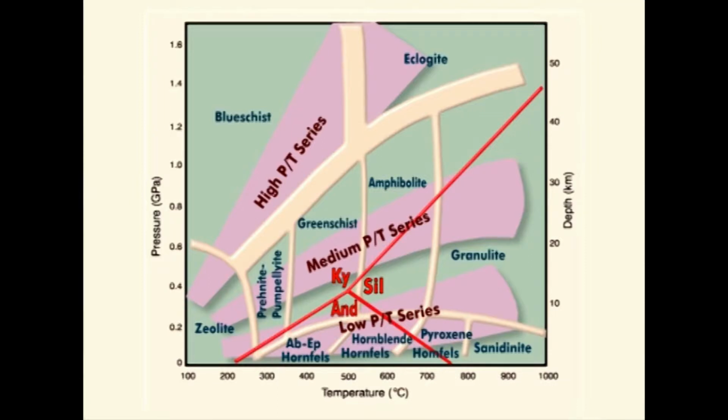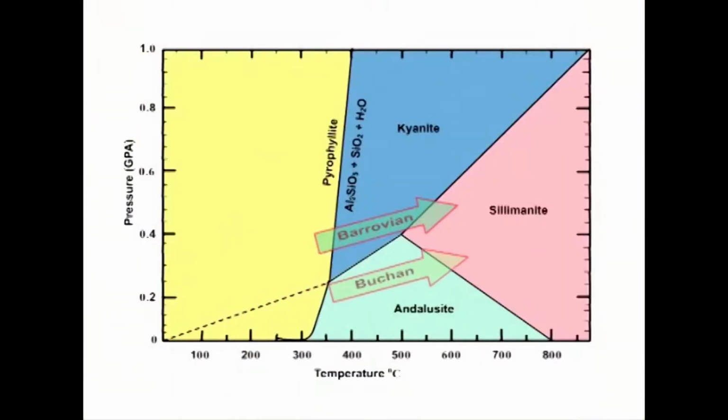Second, a typical Barrovian type characterized by greenschist, epidote amphibolite, granulite type, characterized by paragenesis of kyanite, sillimanite type. And third, an Abukuma type of greenschist, amphibolite, granulite, characterized by the paragenesis of andalusite, sillimanite type.